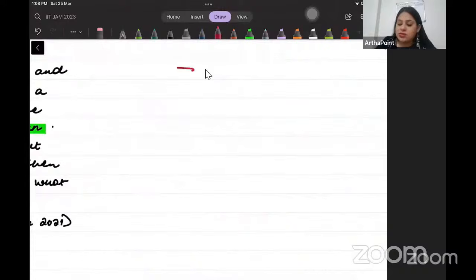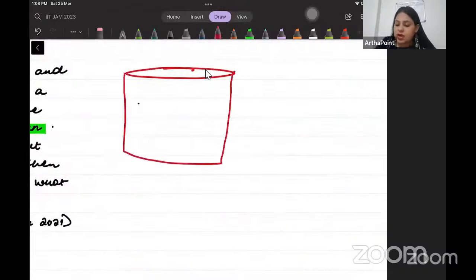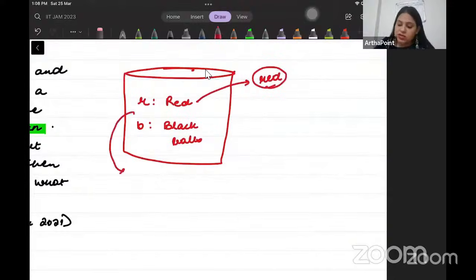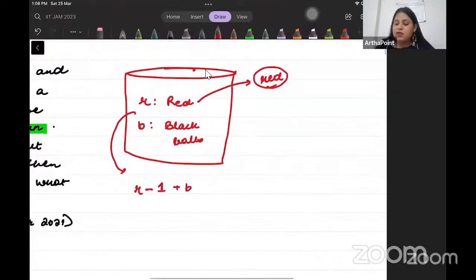So I have this urn. This is a box maybe. I have R red balls in it, and I have B black balls in it. I randomly pick up one ball. So suppose this ball turns out to be red. So if this ball is red, I have picked out this ball. How many balls are left in this? I have one less red ball now because I have picked up one ball, and I have B black balls left.